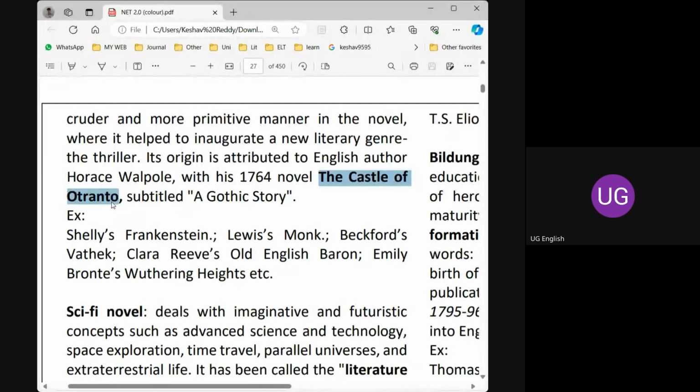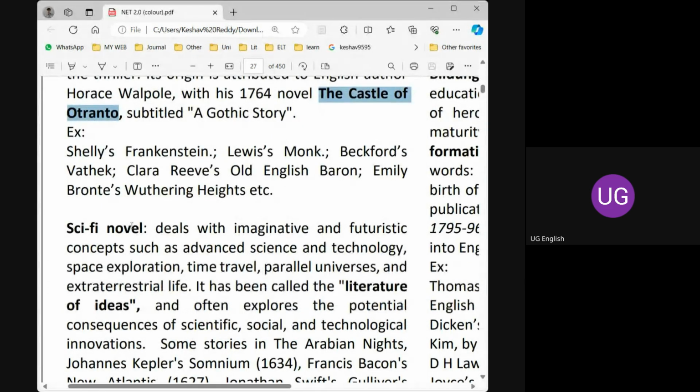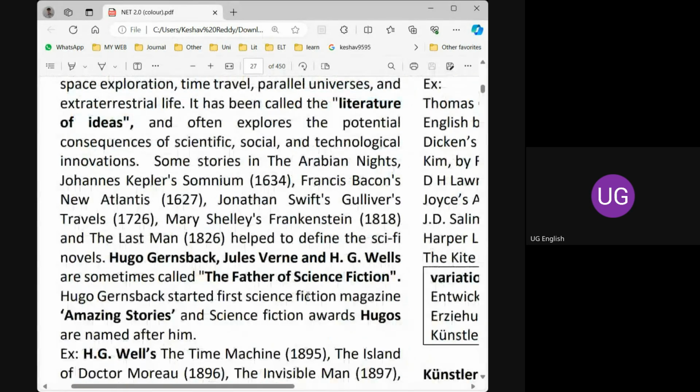And the other important Gothic stories are also very important, and everybody has to memorize these works. And sci-fi novels, this is known as science fiction novels or literature of ideas. We discussed all these: Gulliver's Travels, Bacon's New Atlantis, Frankenstein, and we also discussed the three important people: Hugo Gernsback, Jules Verne, and H.G. Wells. These three are called the fathers of science fiction.